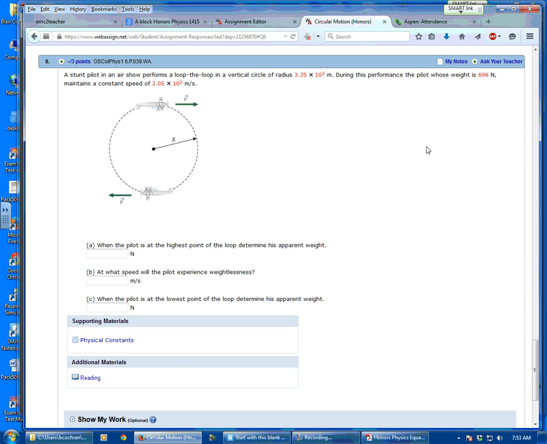So we're going to start with number 8 here. A pilot in an air show does a loop-the-loop, diving in a circle of a given radius. The pilot's weight is given, and the plane moves at a constant speed.